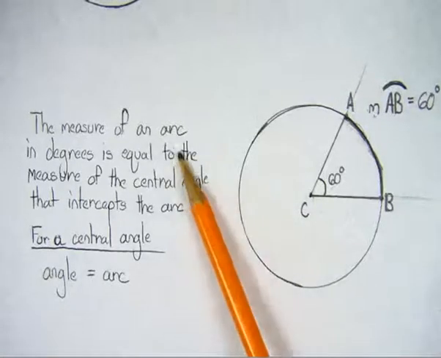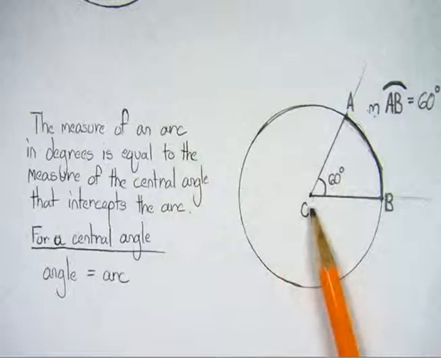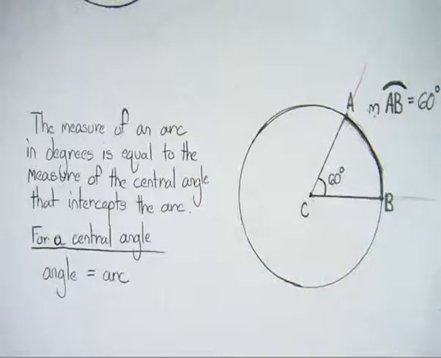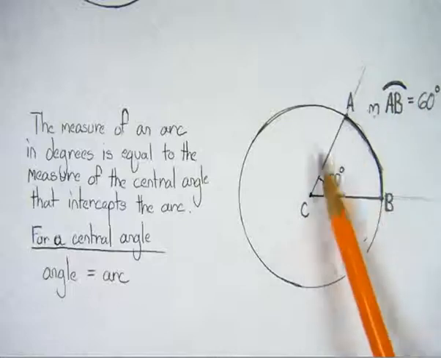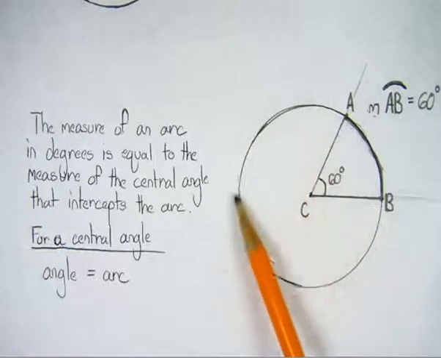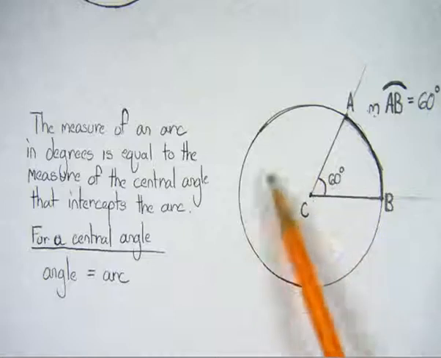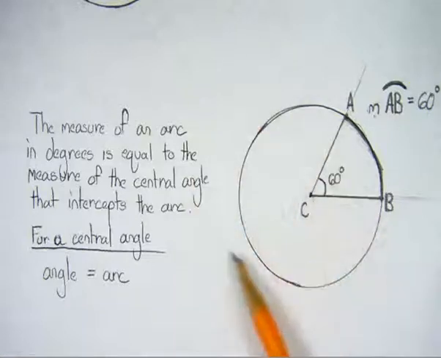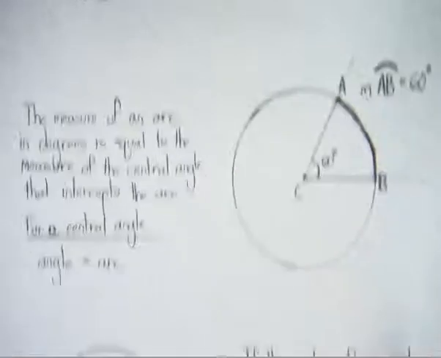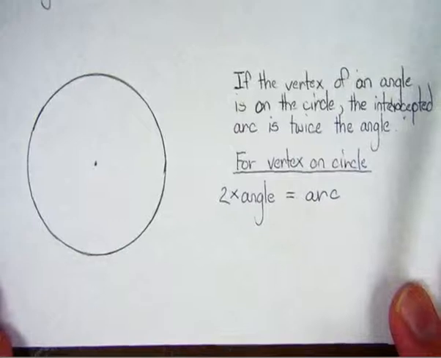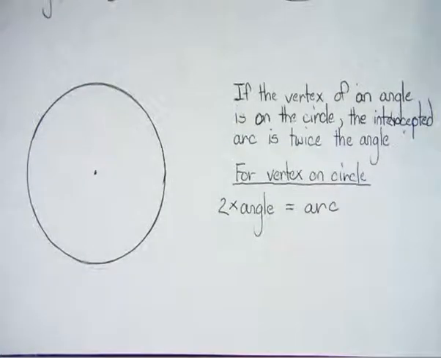We're going to look at how to find the measure of the arc from a central angle. We're going to find the measure of the arc if the vertex of the angle, instead of on the center, is on the edge of the circle. Then we're going to see what happens if the vertex is somewhere on the interior and then somewhere on the exterior. So let's start with what happens if the vertex is on the circle.